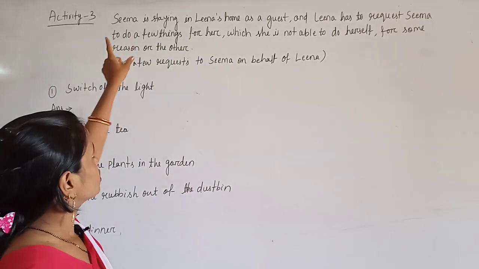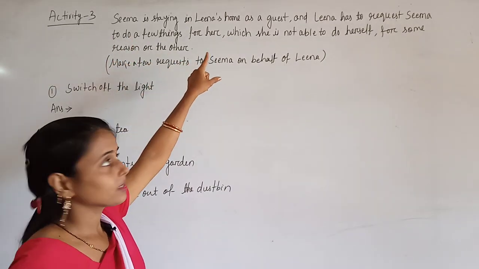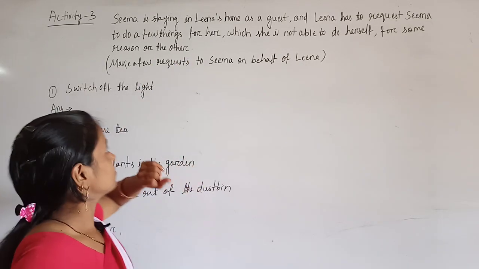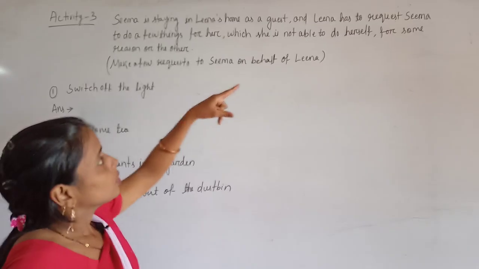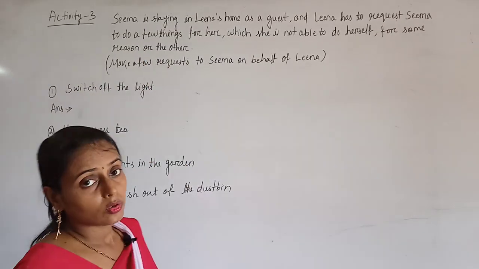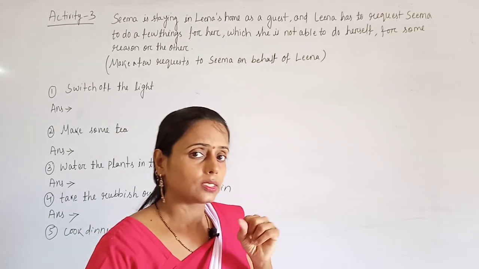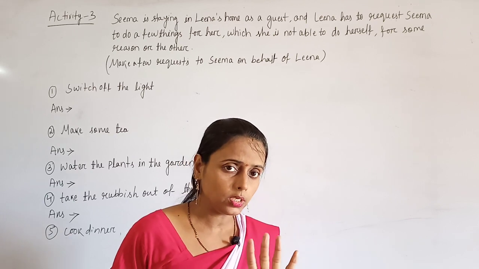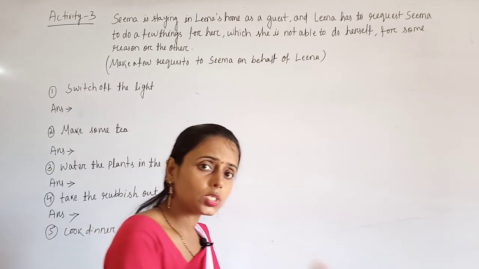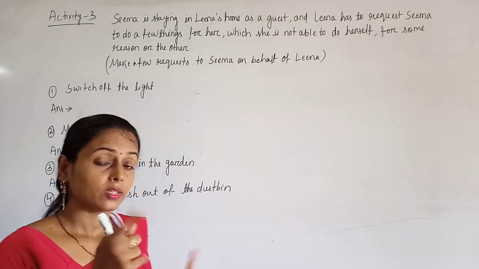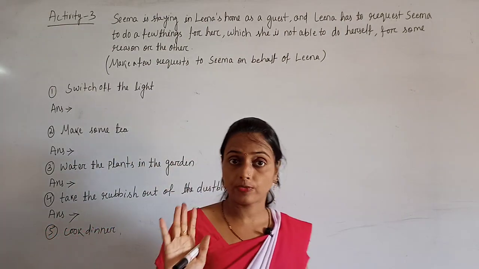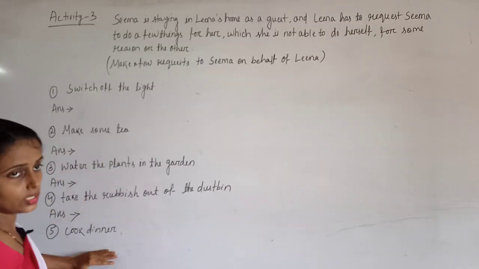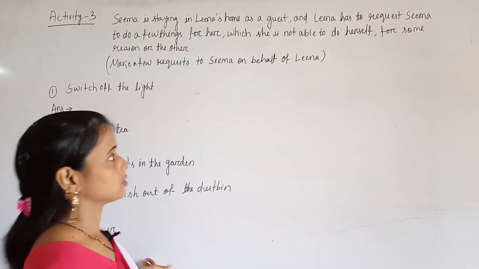Seema and Lina. So Seema is staying in Lina's home. Who is staying? Home is Lina's, but Seema is staying there. And Lina has to request Seema to do a few things. So the owner has to request the guest to do some work for her, which she is unable to do. Understood the point? Means the owner will not do. The owner will request the guest to do some work for her. That's why the situation here is quite formal. Understood it? So these are the situations. For this situation, you have to make requests.